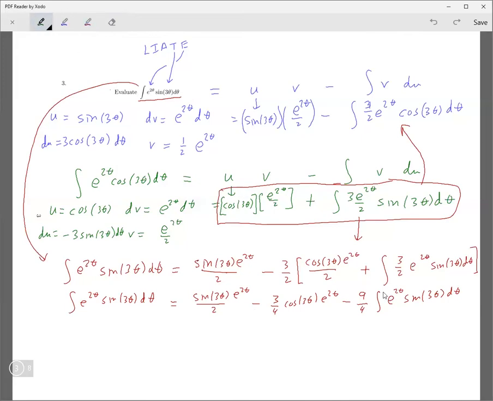Okay, now what I want to do is take all of this to the other side of the equation, and combine it with this. When you combine those together, you're adding 9/4. This is like 4/4, right? So you're adding 9/4 with 4/4. So if you add 9/4 of this to both sides, you're going to get 13/4 of the integral.